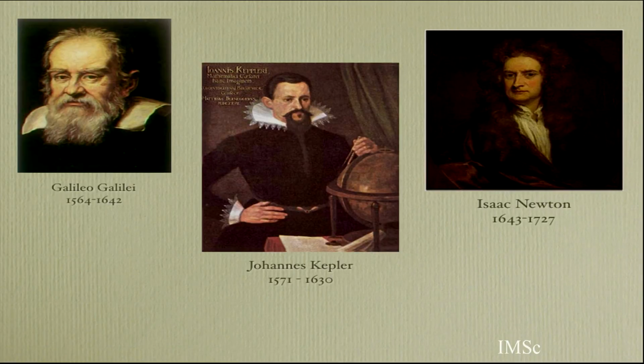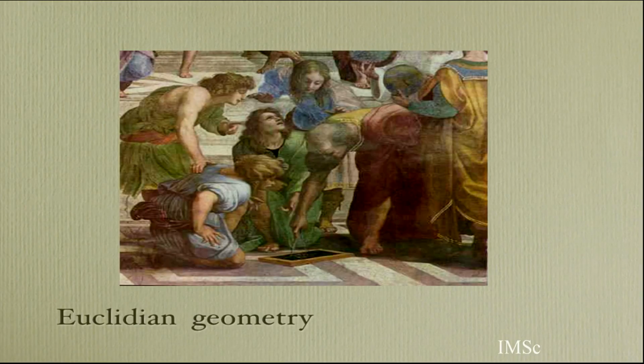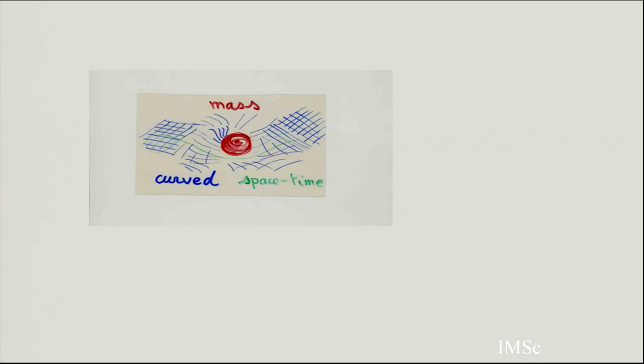So the classical physics, Galilei, Kepler, Newton, this is classical geometry, Euclidean geometry, classical mechanics. This goes back to the Greek Euclidean geometry. Okay, now we go to the 20th century, then comes Einstein and the theory of general relativity, where you have to join space and time, and when you have a mass like this, the space-time is curved. The mass reacts on the space-time, and space-time reacts to the mass. So this is a pictorial image you have seen maybe many times of the space-time curved by a mass.